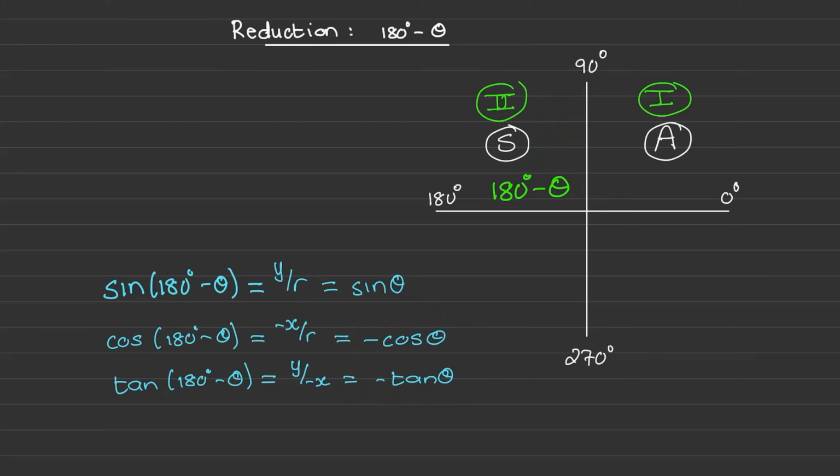So to summarize, sine of 180 minus theta is equal to the sine of theta, and it is a positive value. The cosine and tangent of 180 degrees minus theta are both negative in the second quadrant.